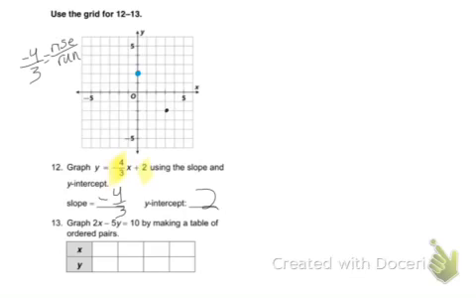Now if we take the negative away from there and put it with the denominator, that means we're going to rise 4, so we go up 4, 1, 2, 3, 4, and to the left 3, 1, 2, 3. And so that's our point. So our line here looks something like that.